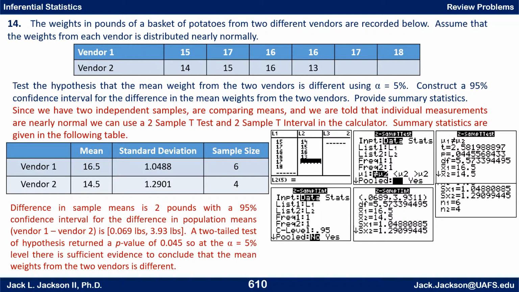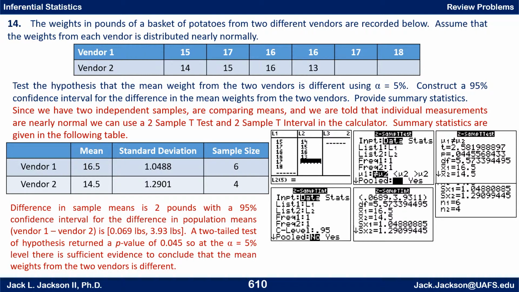The t-test statistic is 2.58. The p-value is 0.045. And we see the degrees of freedom and the x-bar values and so forth. And then I think actually the standard deviations and the sample sizes for each.